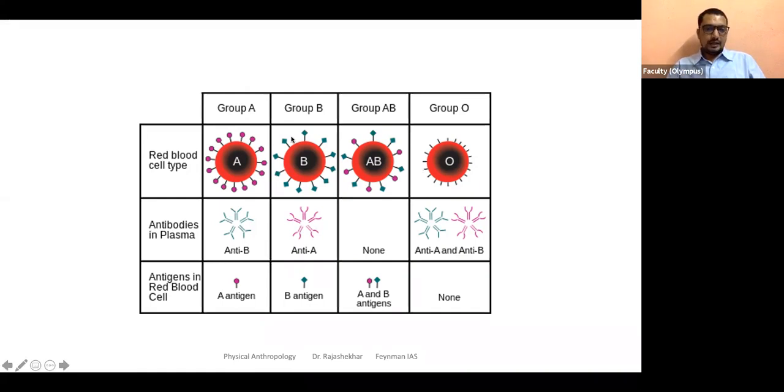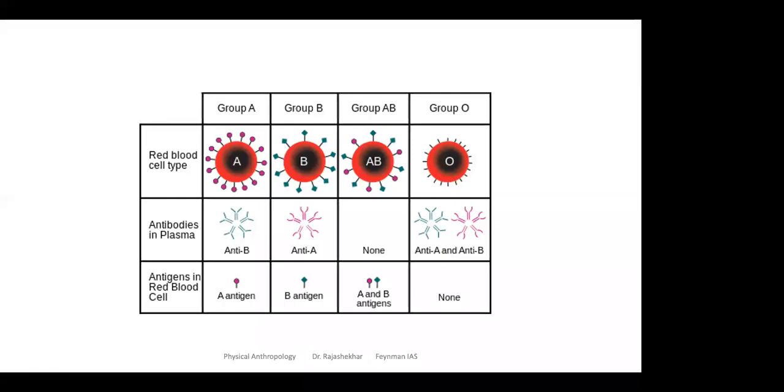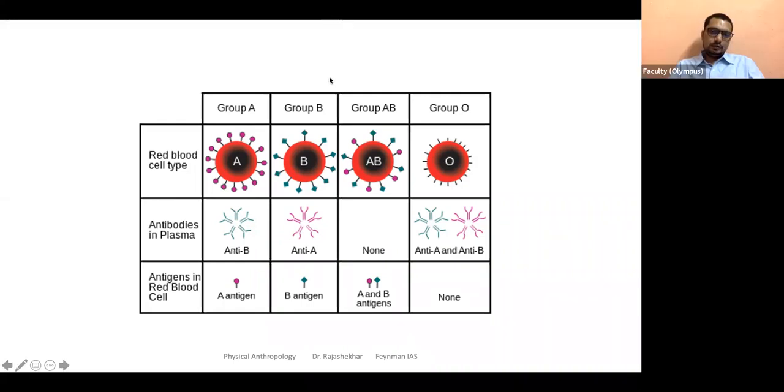Let's say a person has A antigen and rhesus factor on the RBC. What is the blood group? A positive. Okay, let's see, Sunil. A person has a B antigen on RBC and no RH factor. B negative, very good. Shweta, a person has A antigen, B antigen, and RH factor. AB positive, okay.